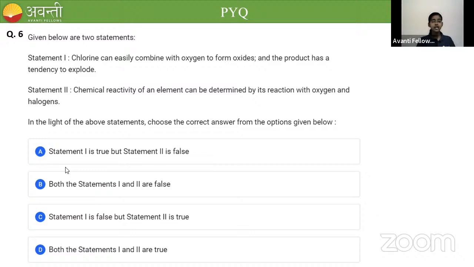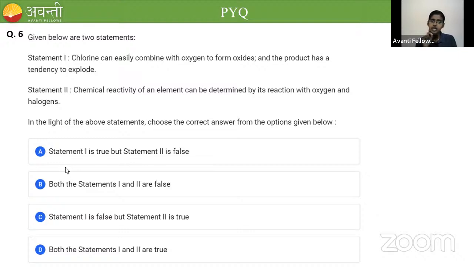And the product has a tendency to explode. Yes, some of the products like ClO, ClO2, these oxides have the tendency to explode. So statement 1 is correct. If you go through the halogen part of the p-block elements in your book, you can find this. So statement 1 is correct. Statement 2 says that the chemical reactivity of an element can be determined by its reaction with oxygen and halogen.